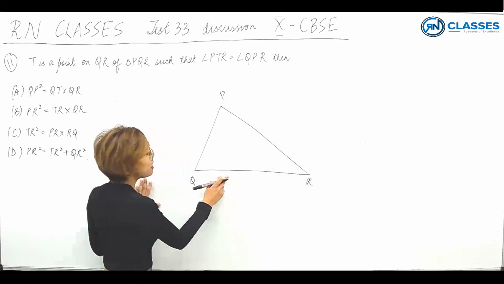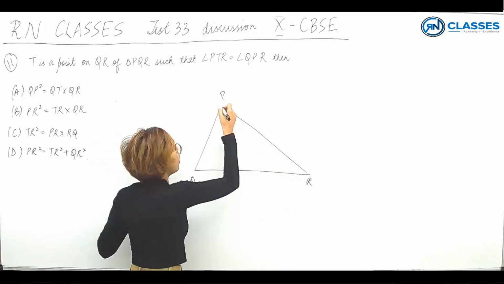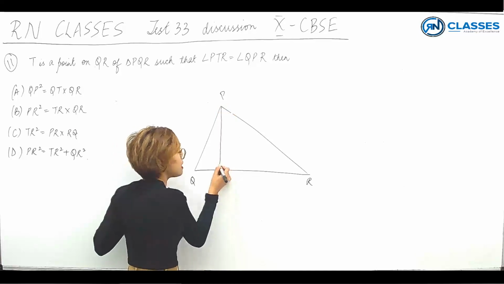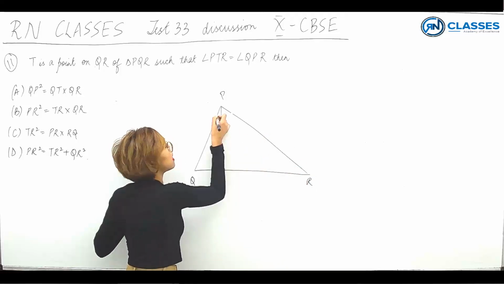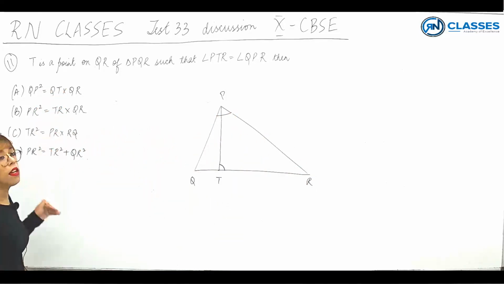PQR. Now T is a point on QR such that angle PTR is equal to angle QPR. Okay, so I'll consider T over here. Now PTR, as in this angle, is equal to QPR, so this angle. Right? Then you need to choose which of the options are correct.